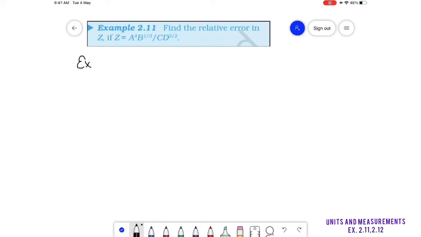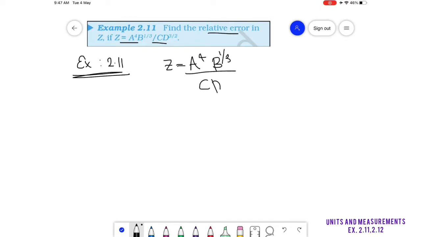In this lecture series, we'll be solving question 11 and 12. So let's start. The first question is: find the relative error in Z. They've given us the Z value: that is A raised to 4, B raised to 1 by 3 divided by C D raised to 3 by 2. So how do we solve this?